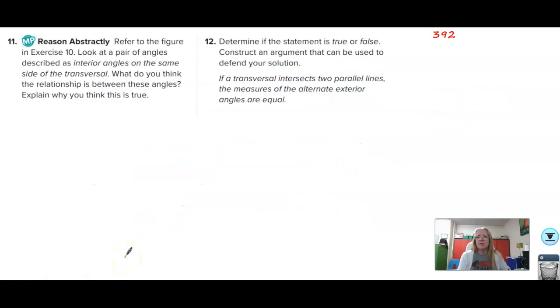Here, I'm not crazy about number 11. Number 12 is a pretty straightforward question. If a transversal intersects two parallel lines, the measures of the alternate exterior angles are equal. We know that's a rule. They've already told us that. So yeah, 12 is true.